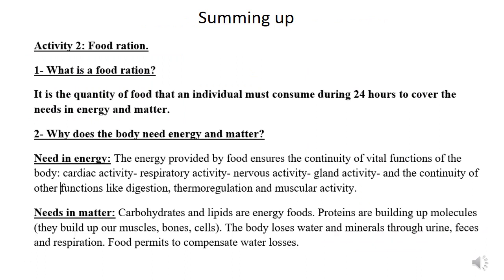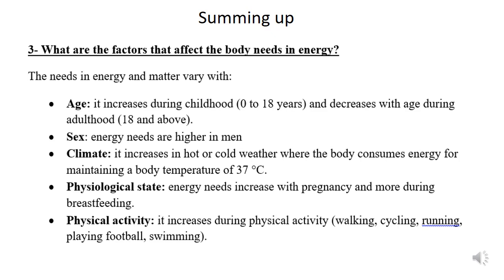To sum up, you must know that a food ration is the food that an individual must consume during 24 hours to cover the needs in energy and the needs in matter. Why do we need energy and matter? We need energy to ensure the continuity of our functions in the body, and we need matter because carbohydrates, lipids, and proteins are necessary materials for the body, since they are a source of energy and also they have a high nutritive value. Also, there are many factors that affect the body needs in energy. These factors are age, sex, climate, physiological state, as well as the physical activity.